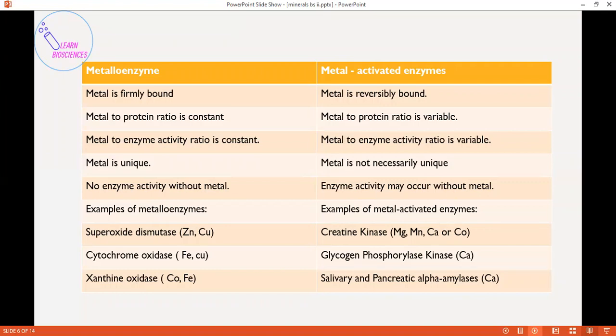So here we can see some examples of the metalloenzyme: superoxide dismutase requires zinc and copper, cytochrome oxidase requires ferrous and copper, zinc oxidase requires cobalt and ferrous. And if we talk about examples of metal-activated enzymes, we have creatine kinase, which requires magnesium, calcium or cobalt, glycogen phosphorylase kinase requires calcium, and salivary and pancreatic alpha amylase require calcium.